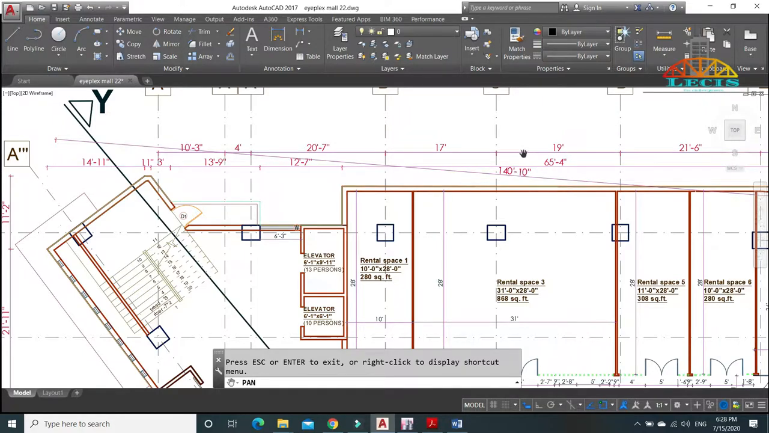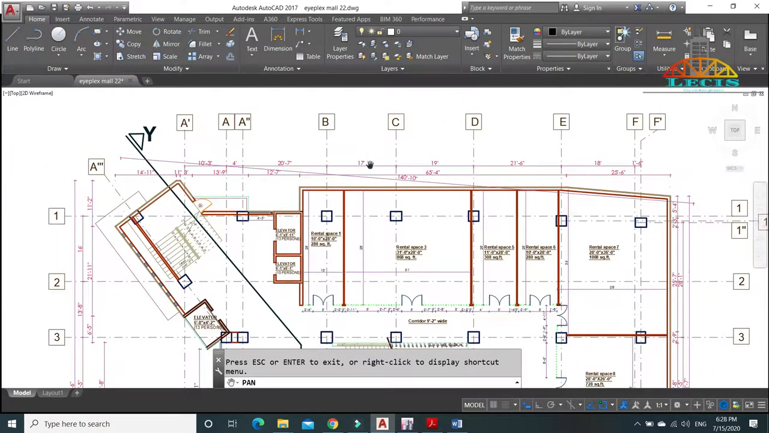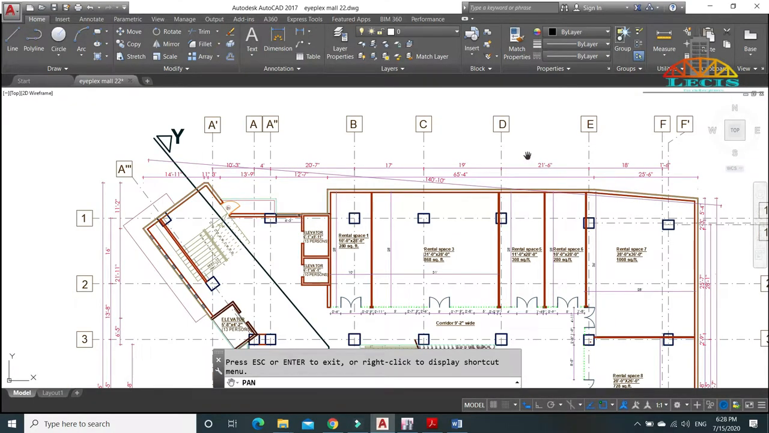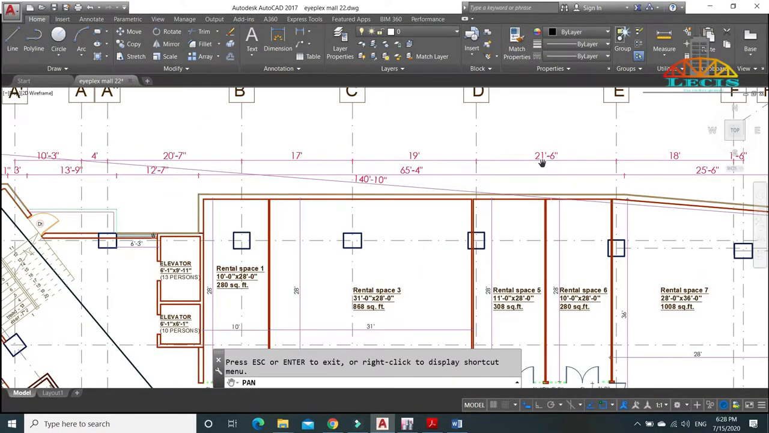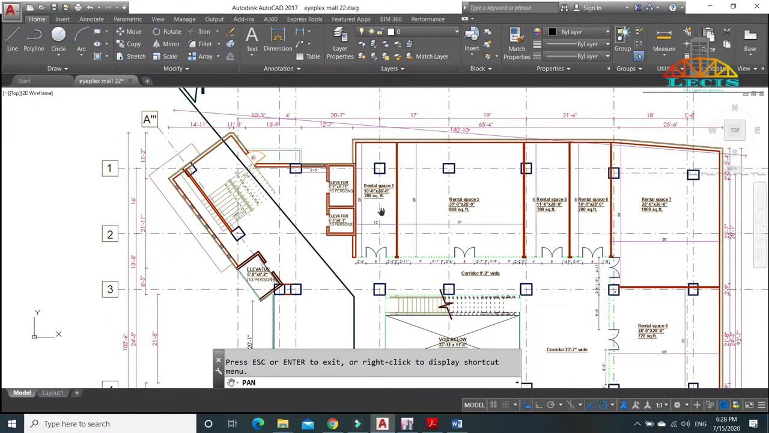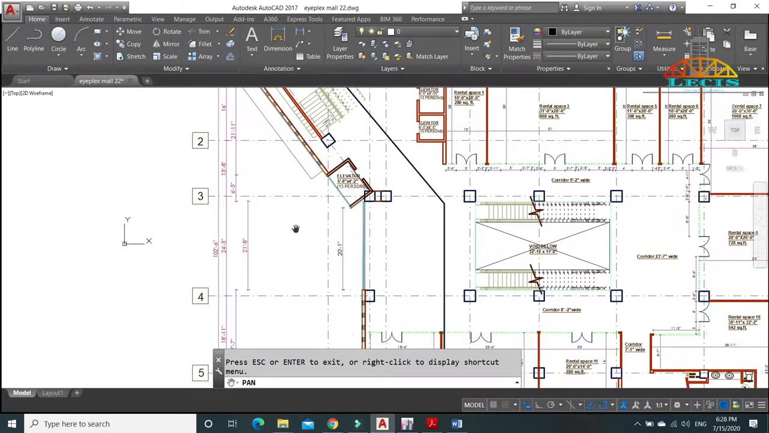and these are the values of center to center distance of grid. So if I see here from this point to this point, I'm seeing that this 21 feet 6 inch is the largest distance amongst all in this direction. The distance between D grid and E grid is 21 feet 6 inch, which is the largest among all the values. Similarly, let's move on to the Y directions.